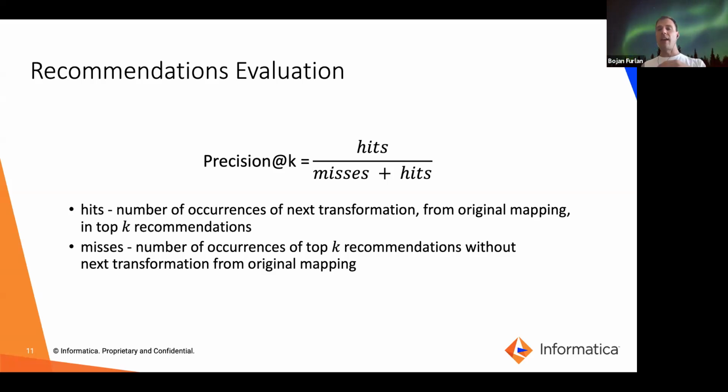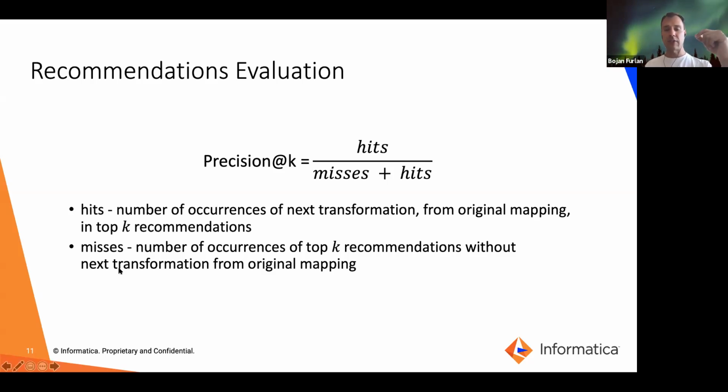And for this case, basically we're looking at, if we have a particular transformation, what transformation we are recommending, and within those transformations that we are recommending, is the transformation that is used in the mapping actually there? So the thing is, we are pretending that we don't know which transformation was following the current transformation, and we recommend some transformations, and then we look to match: within those that we recommended, is there an actual transformation that was used? So this is the intuition behind this metric.